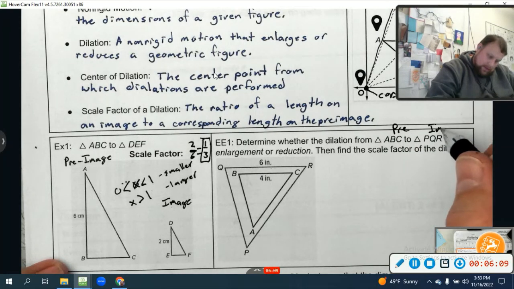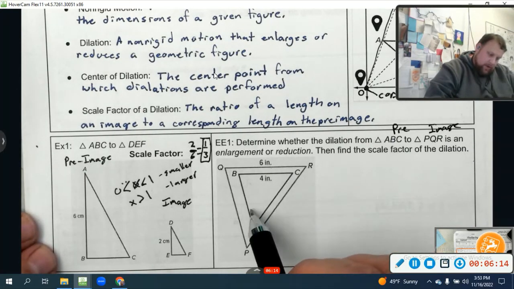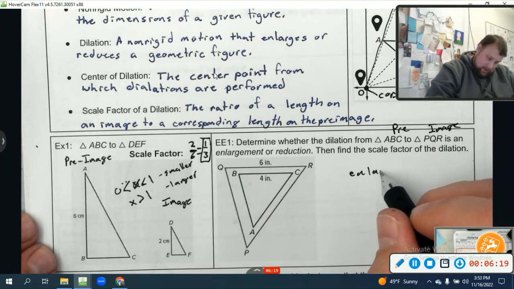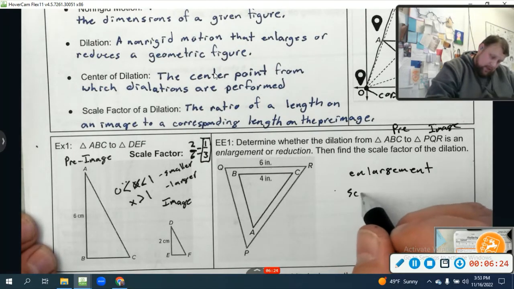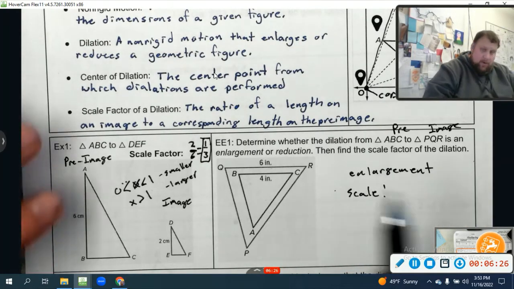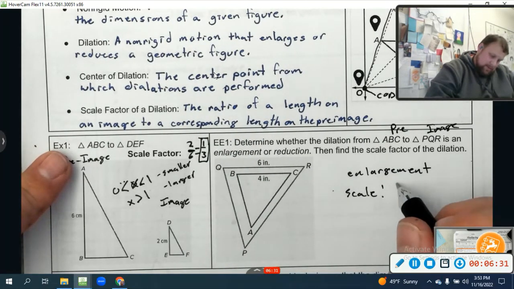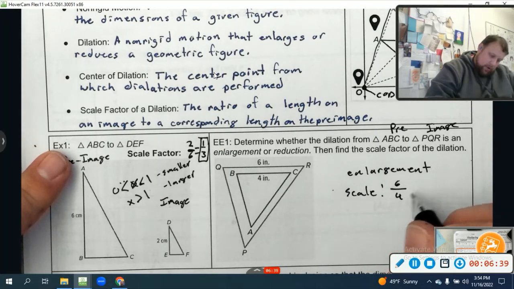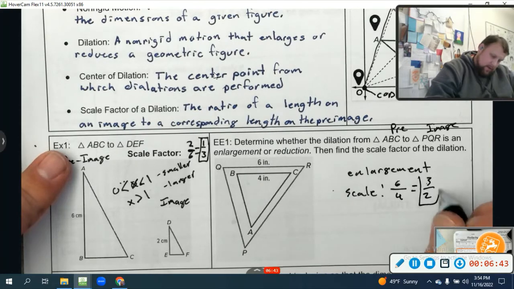is an enlargement or a reduction. Well, if we're going from ABC, clearly PQR is an enlargement. And what's the scale factor? Well, remember, it is the ratio of the length on the image, which is 6, divided by the corresponding length on the preimage, which is 4. And that simplifies, 2 goes into both. That simplifies to 3/2, which is 1.5.